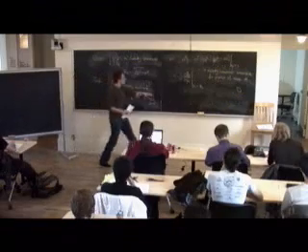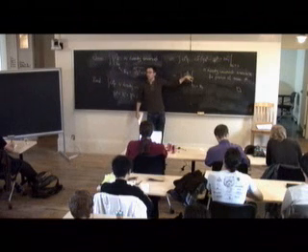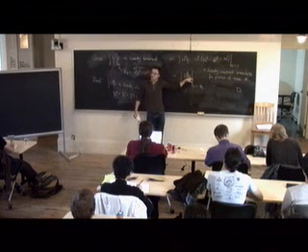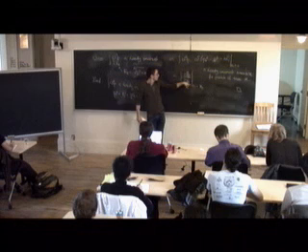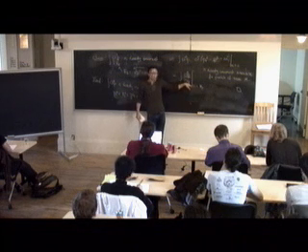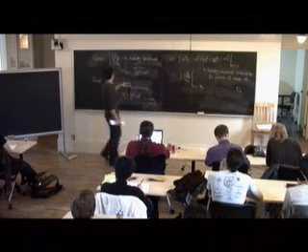Okay, so if you want to integrate over 3-momenta and not 4-momenta, the way you do it in a Lorentz invariant fashion is you have to put a 1 over 2 times the energy, the relativistic energy of the particle.